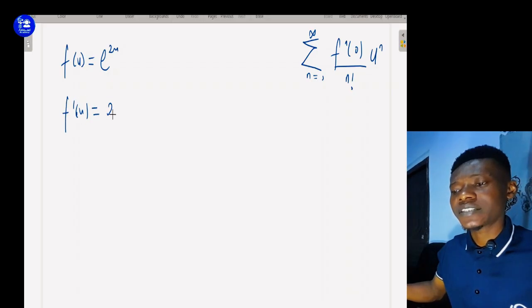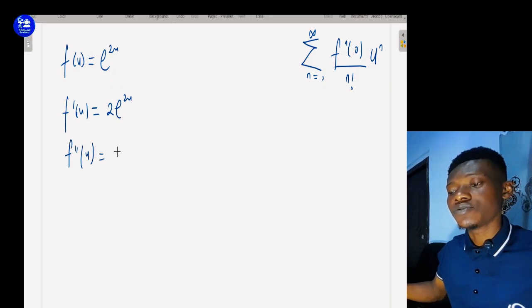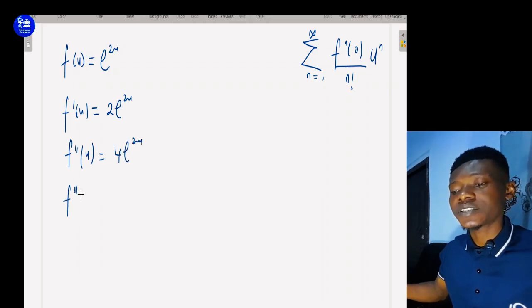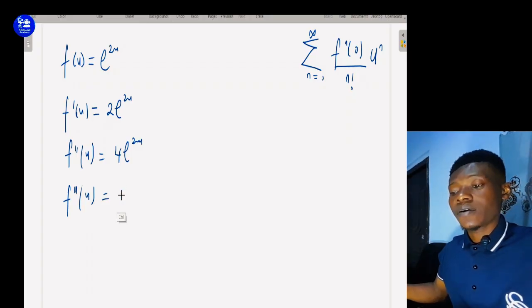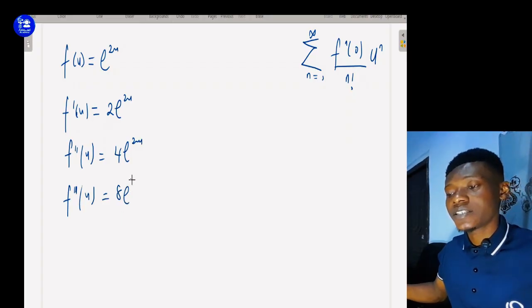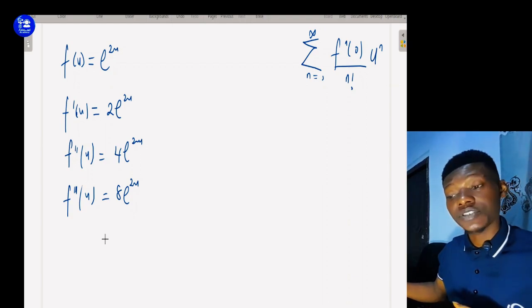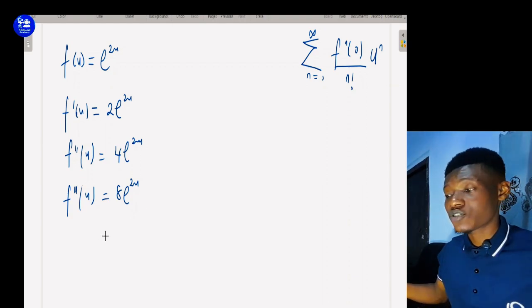When you differentiate this, you have 2e to the power of u. When you differentiate again, you have 4e to the power of 2u. When you differentiate the third time, you have 8e to the power of 2u. Now you can continue, but I will advise that we stop here.